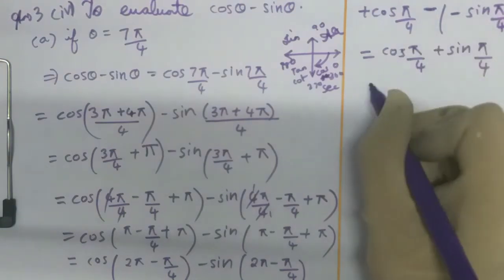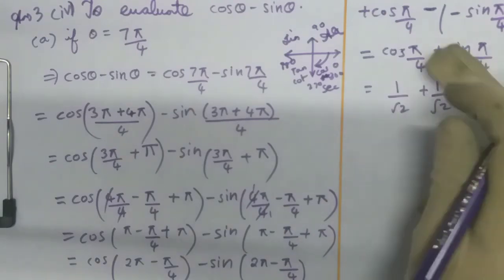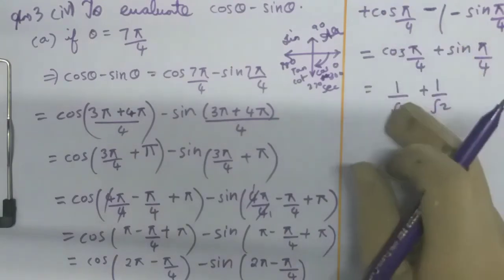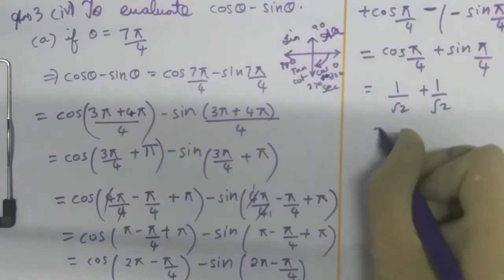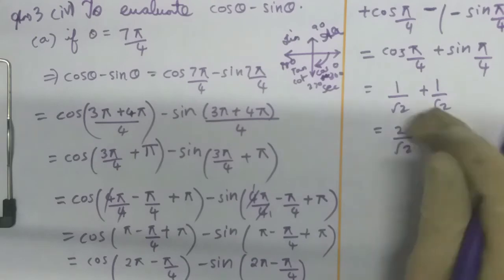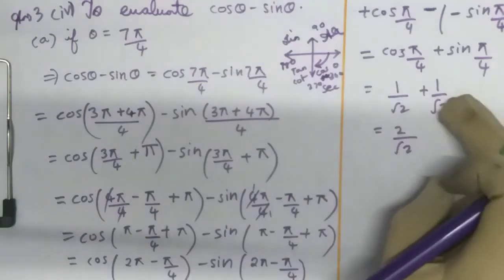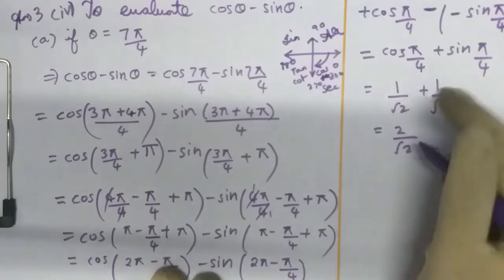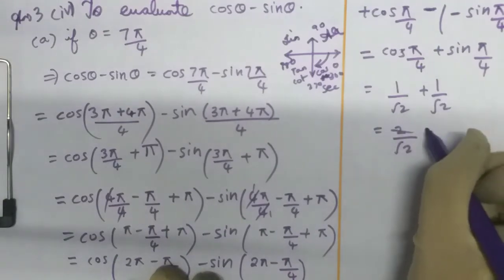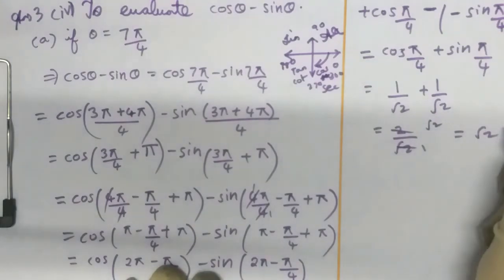Cos pi by 4 is 1 by root 2, and sine pi by 4 is also 1 by root 2. Why? Because pi by 4 is 45, and we know cos 45 is 1 by root 2 and sine 45 is also 1 by root 2. So we have 1 by root 2 plus 1 by root 2, which is 2 by root 2. Root 2 ones are root 2. So the answer to this problem is root 2.